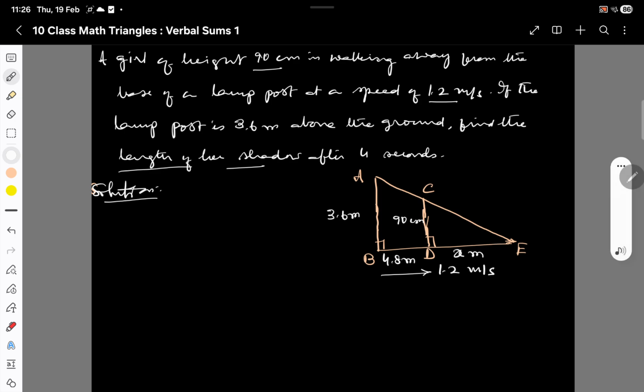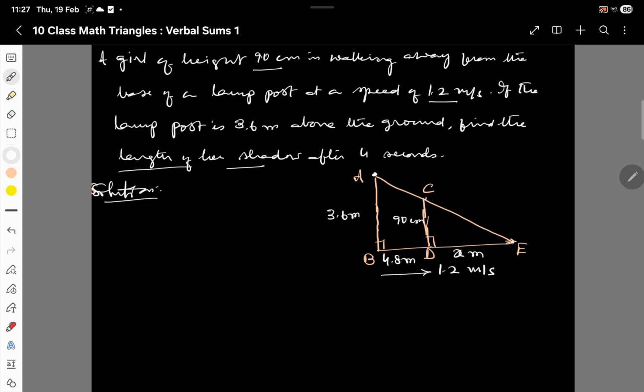Let it be x meters. Let us find the length of the shadow when light rays fall like this. This is the light ray. So the girl is here, and the shadow will be DE, because the light ray will fall here. This is the source, the lamp post. From here the light travels in a straight line like this, and therefore, as the girl is like this, the shadow will be DE. This is the length of the shadow of the girl CD.